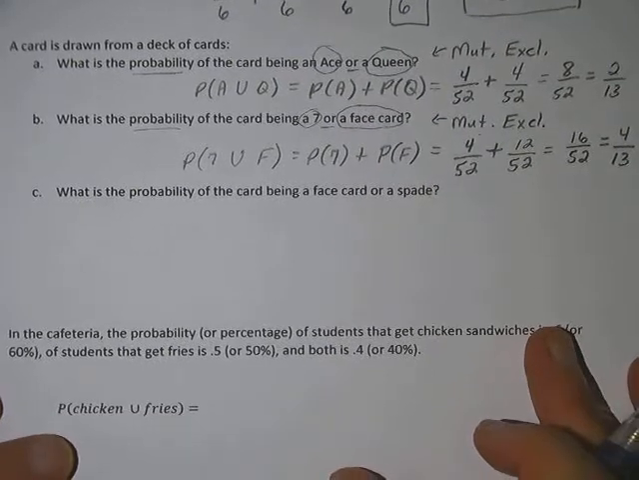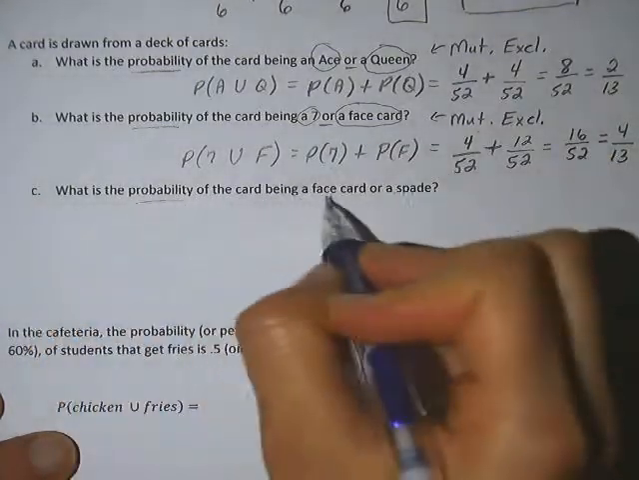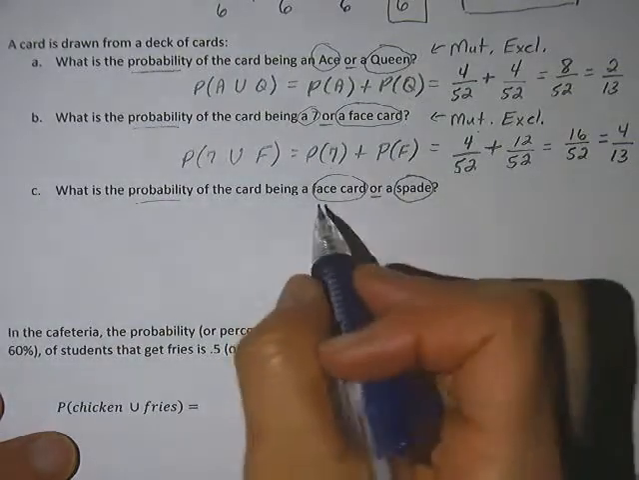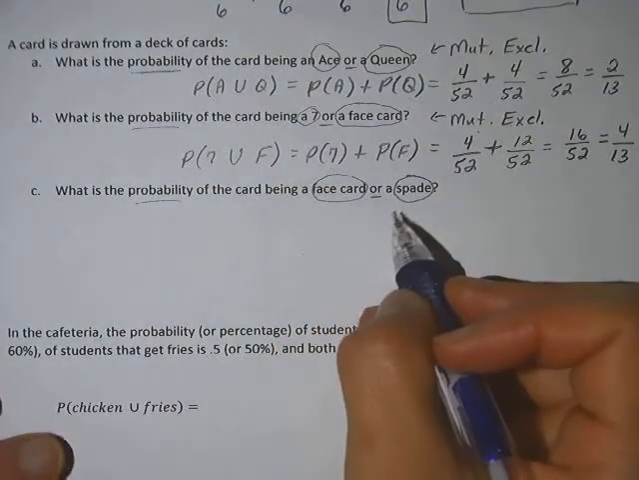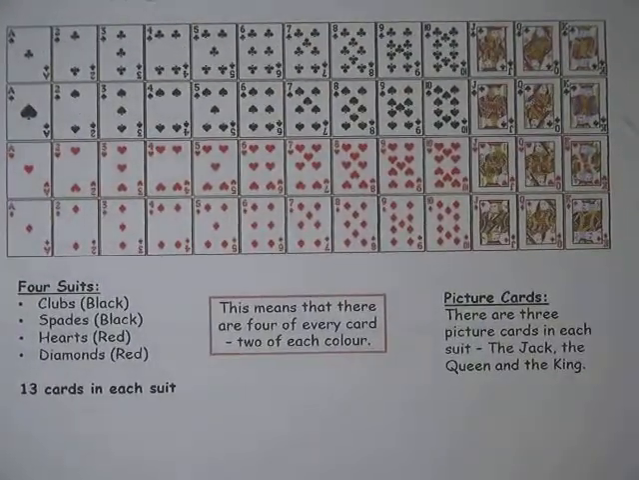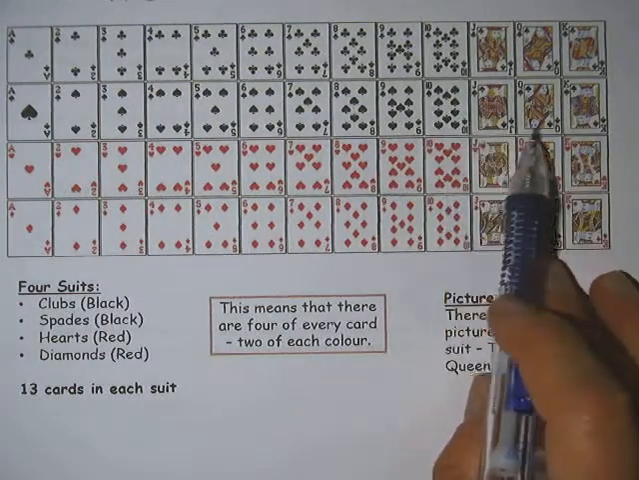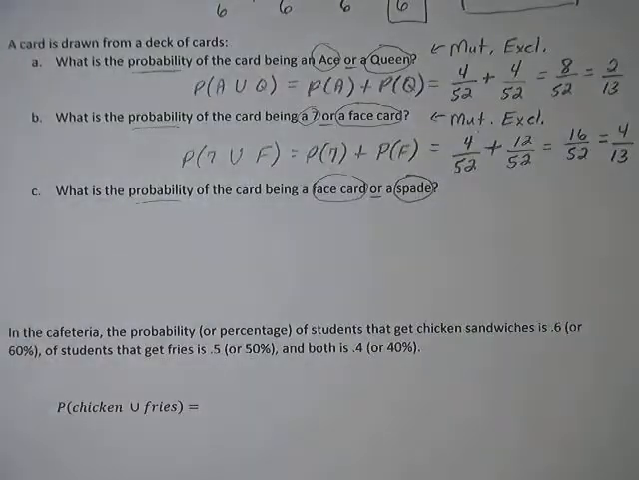All right, the last problem in this set, it says, what is the probability of the card being a face card or a spade? So it's again a union problem because it's saying what's the probability of this or this happening. So can they happen at the same time? So think of your face cards, think of your spades. And again, if you need to pull out this cheat sheet, you can. So you've got your face cards, and then your spades. Your spade is a suit, and so this would actually be all your spades. Notice there are some face cards that are in that suit. And so this is a situation where they can happen at the same time.